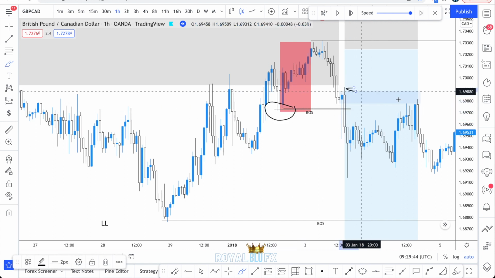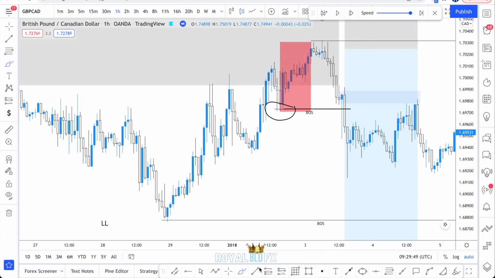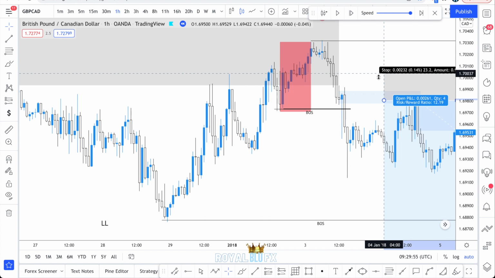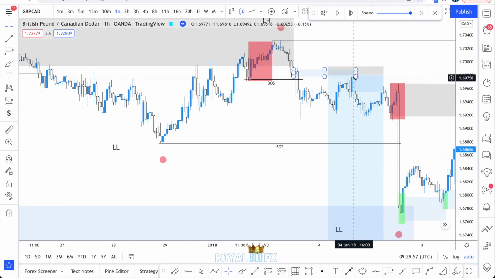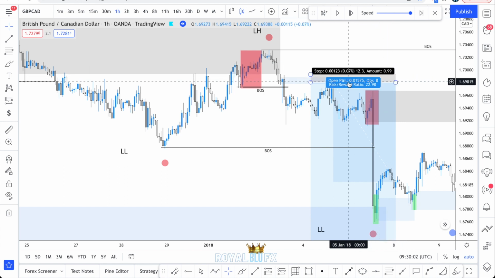an area where price could be a better entry, right? Something like this. Your risk becomes a lot smaller, like this. Okay, and then price extends, as so.